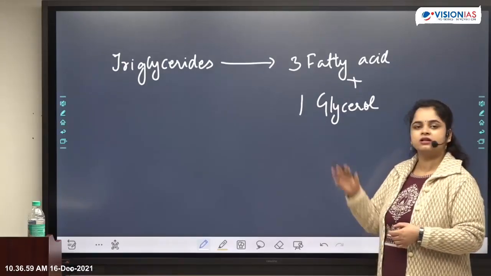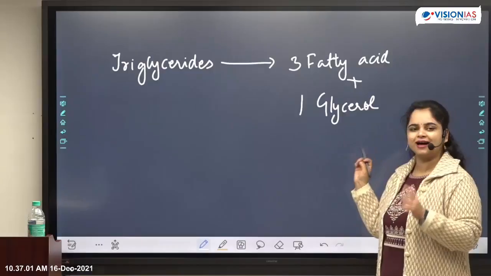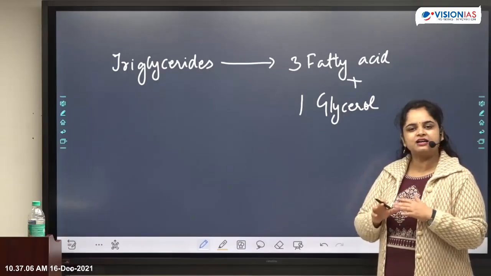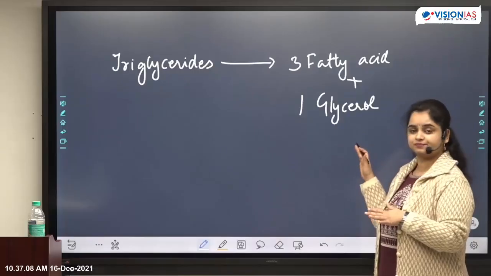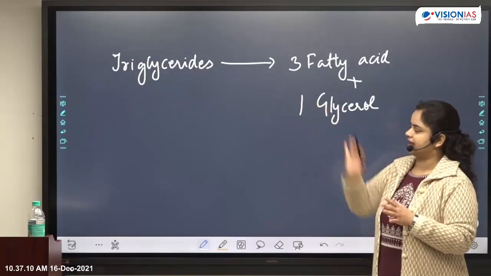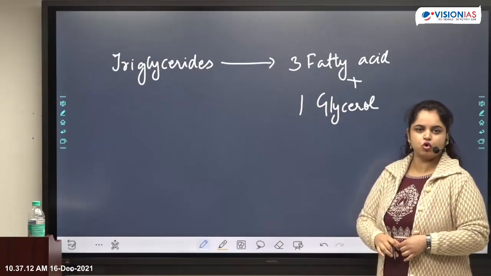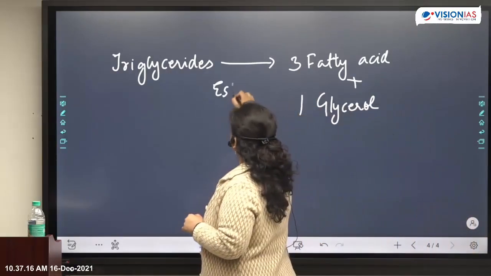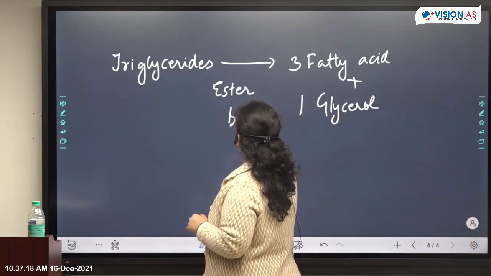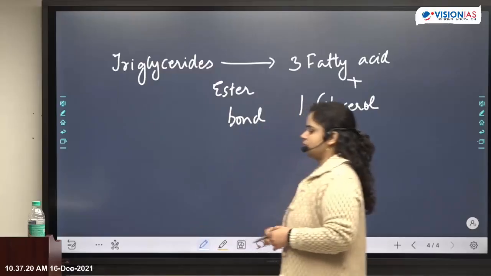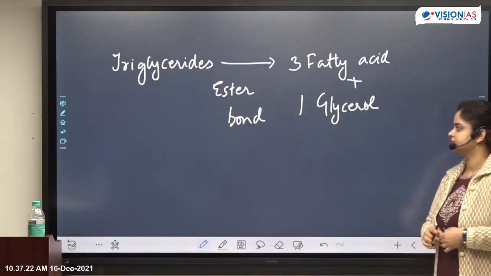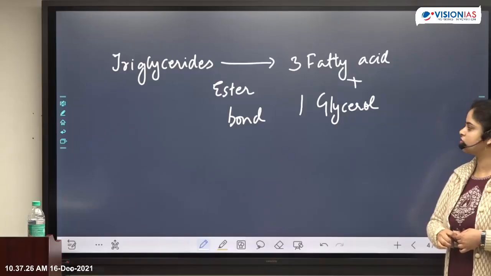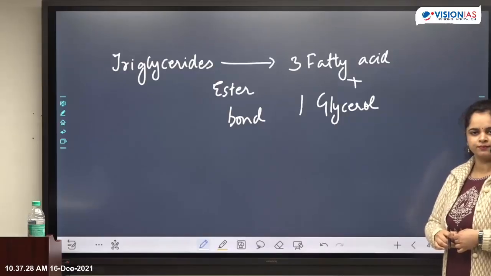Okay, so 3 fatty acids and 1 glycerol every time. That will be the standard situation where a triglyceride is being formed. No other option is there. The bond formed is the ester bond. The name of the bond is here the ester bond.